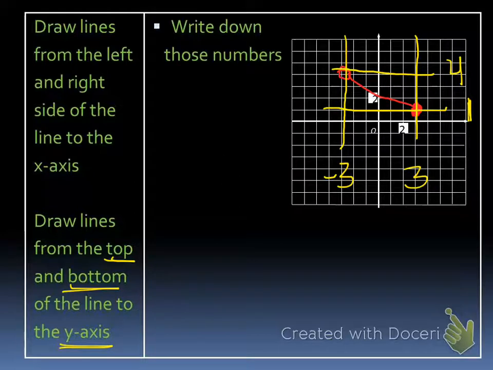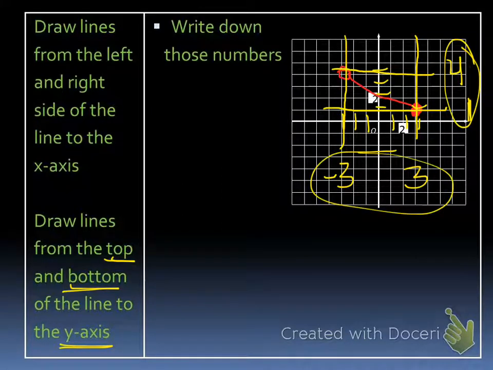How did I figure that out? Well, 0, 0. Then I go 1, 2, 3. So that's -3, 1, 2, 3. That's 3. There's 1, 1, 2, 3, 4. That's the 4. So these numbers are the important numbers for my problem. Okay?